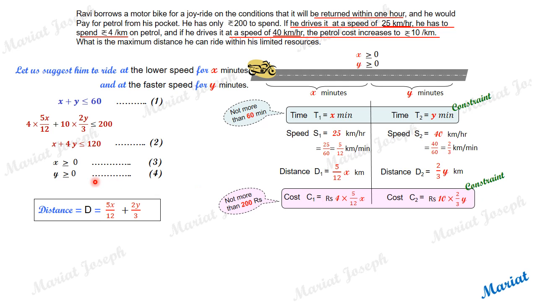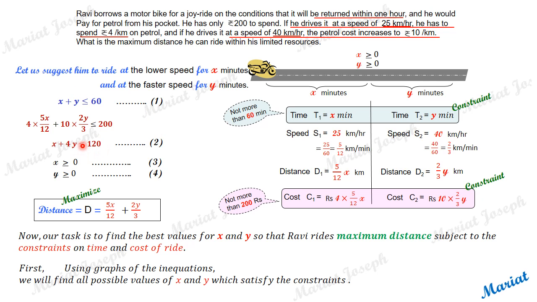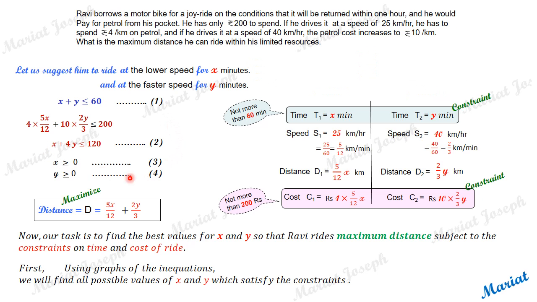Also, x greater than or equal to 0 and y greater than or equal to 0 are two constraints to be followed by the variables which we have assumed. Now, our task is to find the best values of x and y so that Ravi rides the maximum distance subject to the constraints on time and cost of the ride. For that, first, using graphs of the inequations, we will find all possible values of x and y which satisfy the constraints.